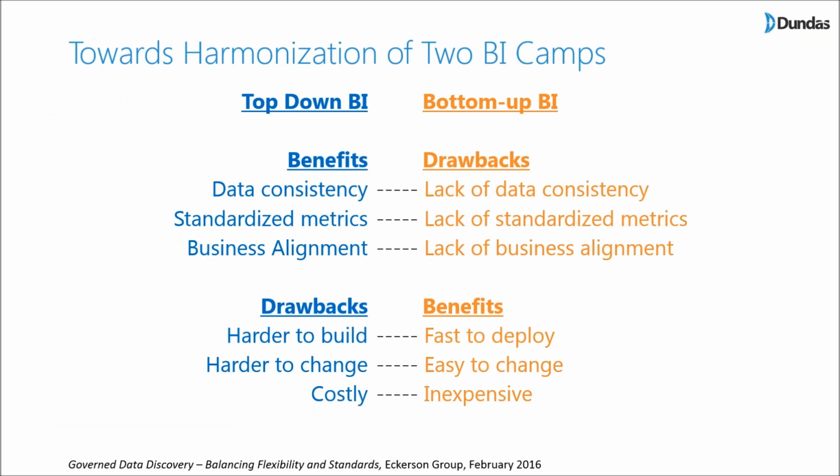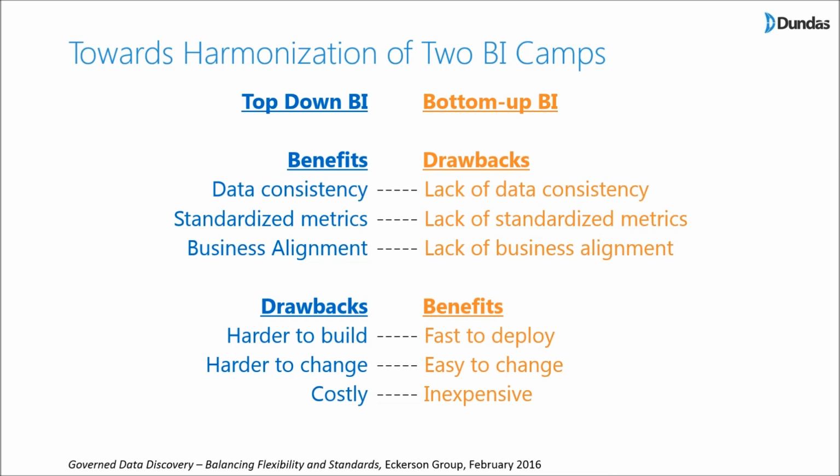So on this slide, we can see the benefits and drawbacks to the two methods. For top-down, it has clear benefits: data consistency, standardized metrics, and also business alignment. Because the requirements for these reports are handed down from executives to IT to the end user, it very well aligns with what the business needs.